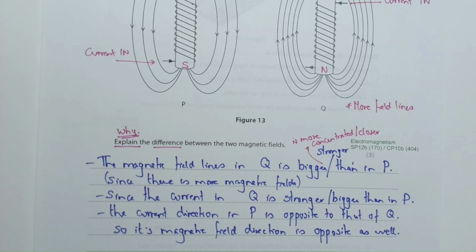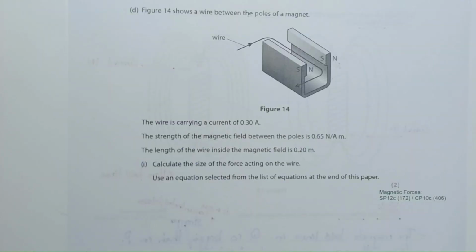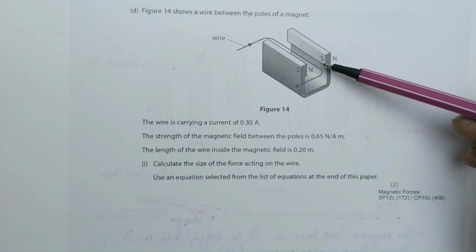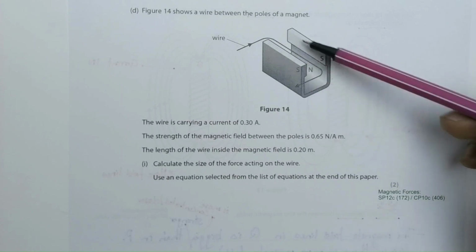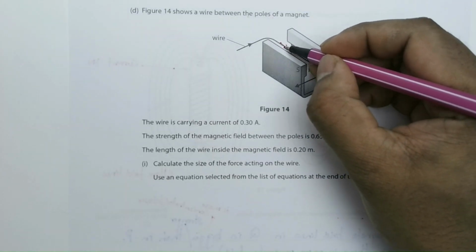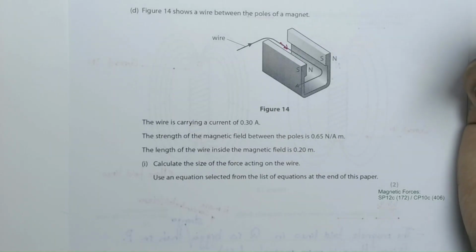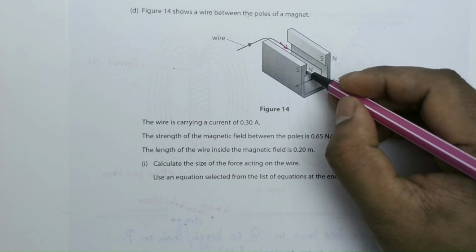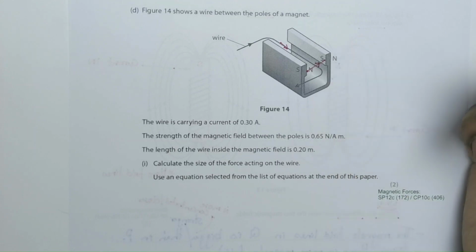Let's move on to the next part of question 4. Question 4, part D. Figure 14 shows a wire between the poles of a magnet. So you have a magnet with the magnetic poles already pointing, and there's a wire which is carrying a current. So the current is flowing in this direction. And the magnetic field lines, remember, go from north to south, so it's going from north to south here, in this direction.